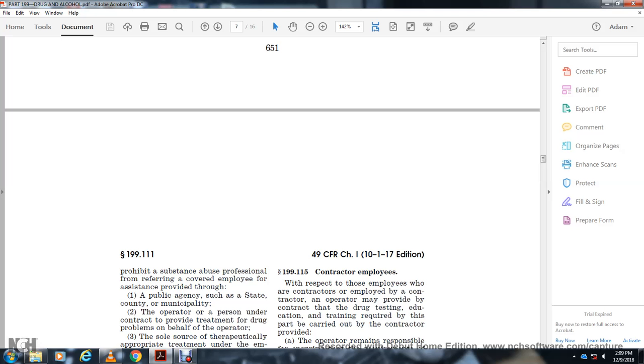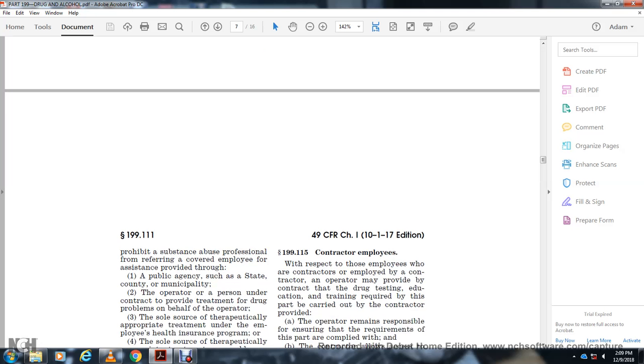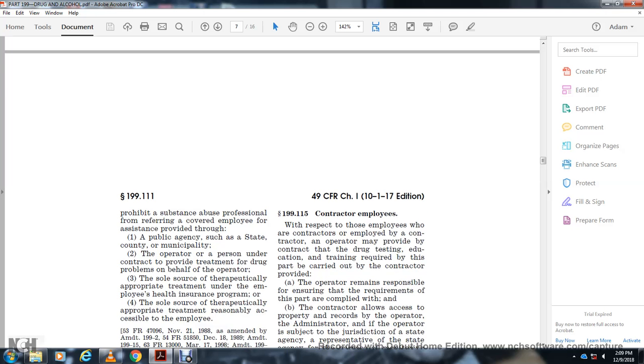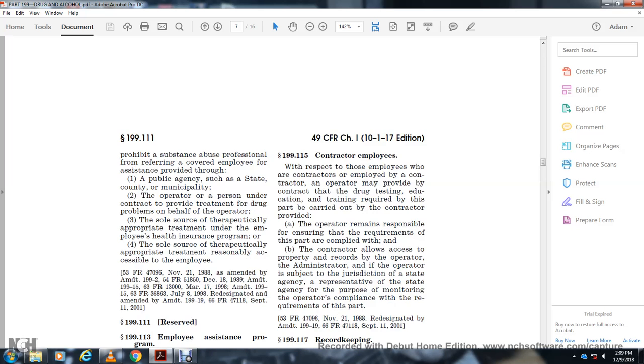The assistance provided may be by a public agency of the state, county, or municipality, the operator, or a person under contract for treatment of drug problems on behalf of the operator, or for therapeutically appropriate treatment under the employee's health insurance program, and the sole service of the therapeutically appropriate treatment is responsible and accessible to the employee.